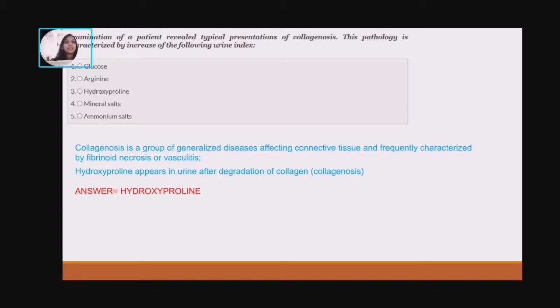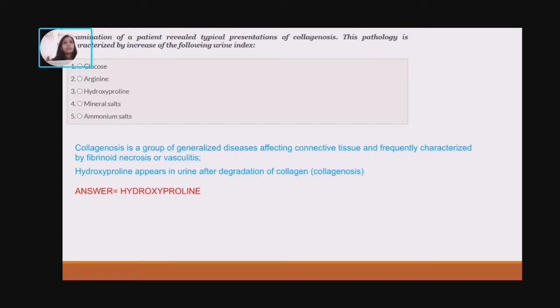Examination of a patient revealed typical presentations of collagenosis. This pathology is characterized by the increase of the following urine index. Okay. First of all, what do you mean by collagenosis? Collagenosis is actually a group of diseases in which the connective tissue in our body is affected.